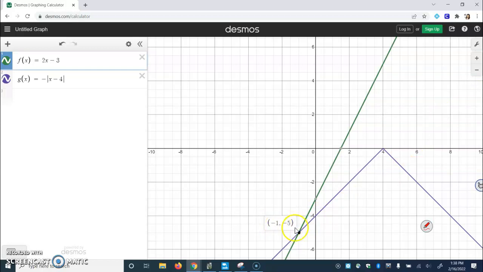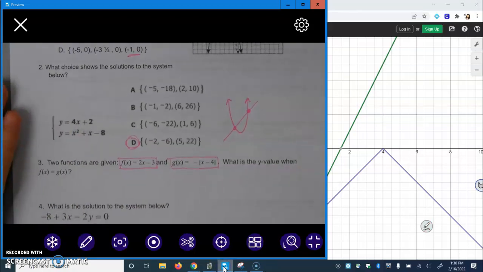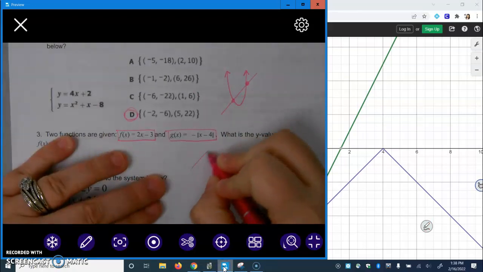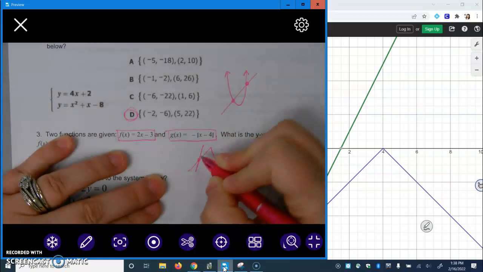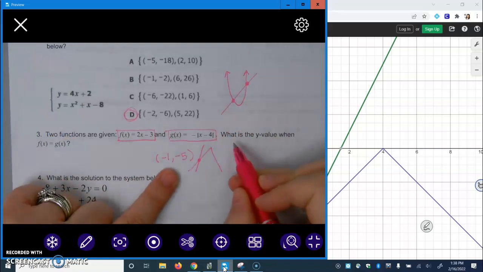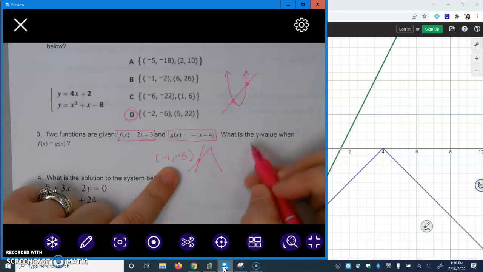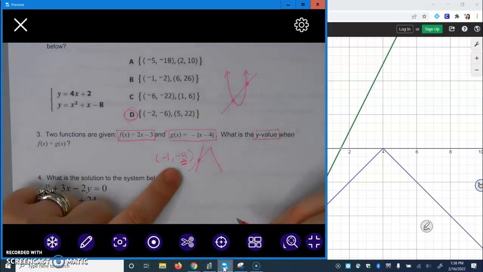So -1, -5 is the point where they cross. I'm going to try to draw a little picture here. -1, -5, and now you have to be careful to read the question. It says, what is the y value? So the y value of this is -5. So that's the only thing you have to put as your answer.